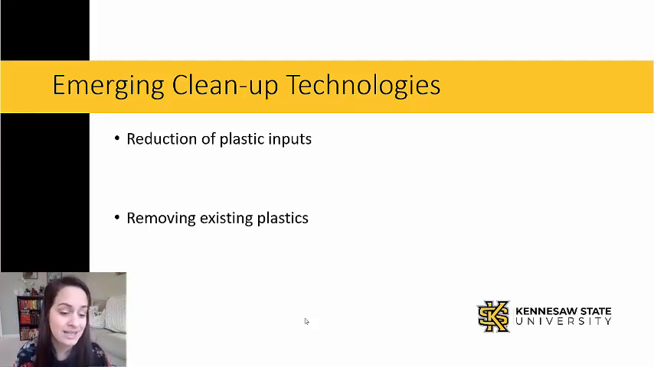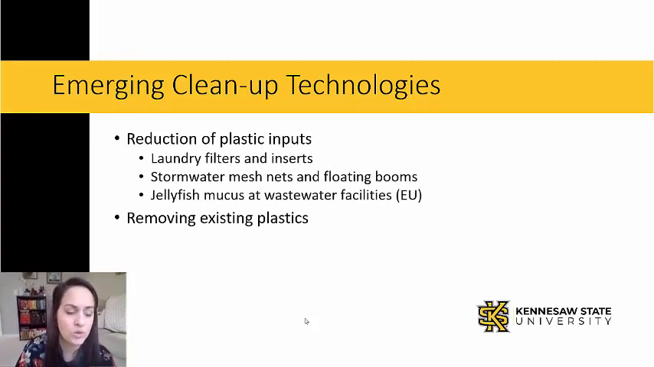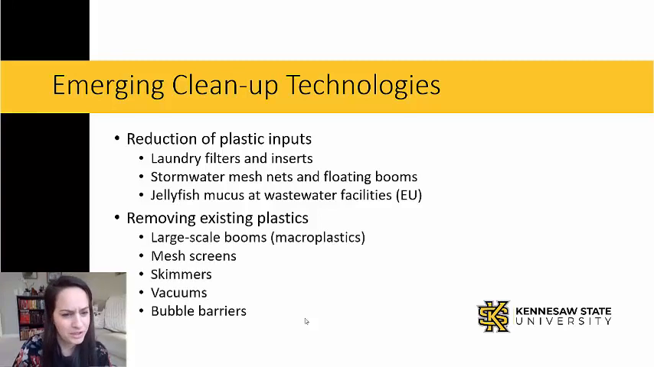One option is reducing the inputs or the sources in the first place, or removing the existing plastic pollution. So if we look at removing it at its source, these are things like laundry filters, stormwater mesh, and booms. At wastewater treatment facilities, there's only one in the world that is actively removing microplastics. Many remove macroplastics, but only one is removing microplastics, and they are actually using jellyfish mucus. It's a company called Go Jelly. It's pretty cool. But a lot of technology out there is used for removing the existing plastic pollution in our waterways. These are things like large booms, mesh screens, skimmers, vacuums, and bubble barriers.